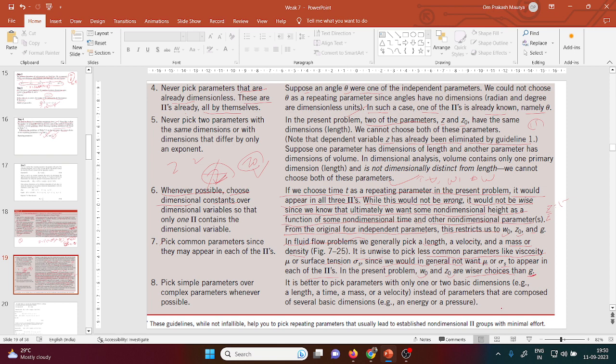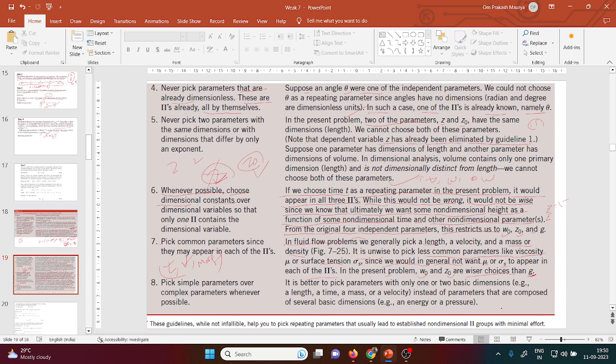So let's again read guideline 7. In a fluid flow problem, we generally pick up length, velocity and mass or density. These three things we generally pick up: length, velocity and mass, or you can say the density. It is unwise to pick up less common parameters. Why? Because if you see the formulas, length, velocity and density are always there. Density is there in most of the formulas.